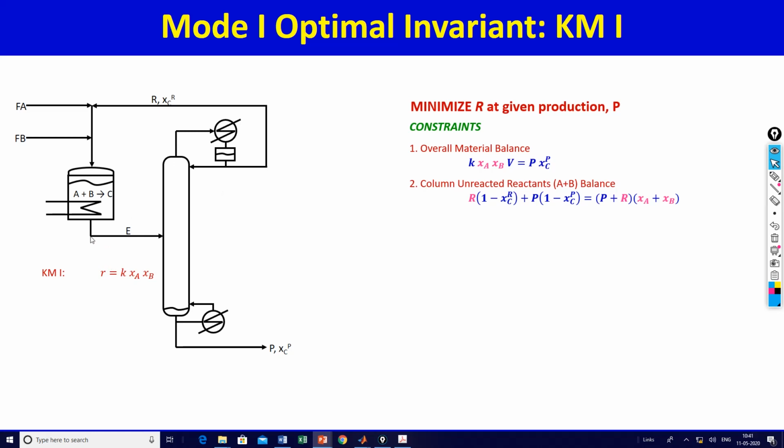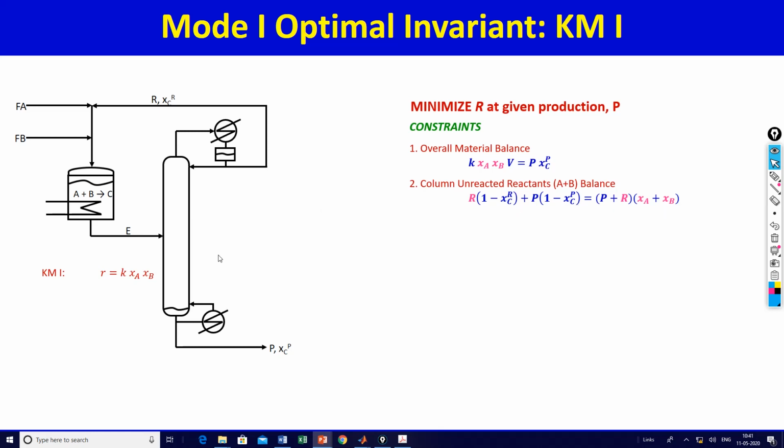The amount of A and B coming in is on the right hand side, R plus P, which is E, times XA plus XB. That's the amount of A going into the column. A and B, unreacted reactants, total unreacted reactants going into the column is P plus R times XA plus XB. That's the right hand side of this equation.